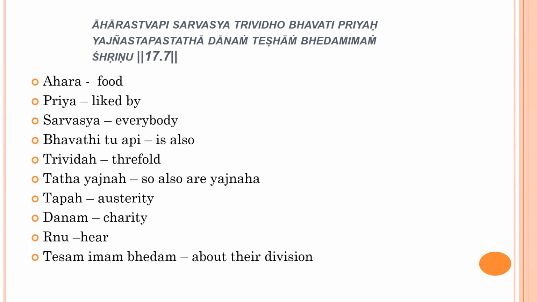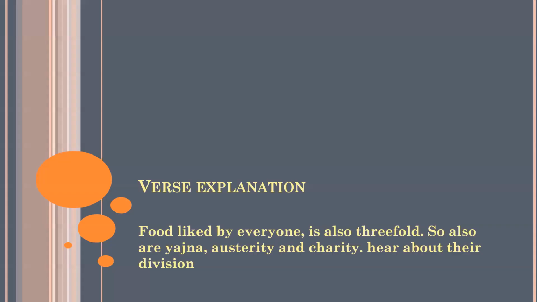Food is also 3 types. Yajna also 3 types, sattvic, rajasic and tamasic. And tapa is also three types. Dhanam or charity is also 3 types. Food liked by everyone is also threefold. So all these things are threefold.